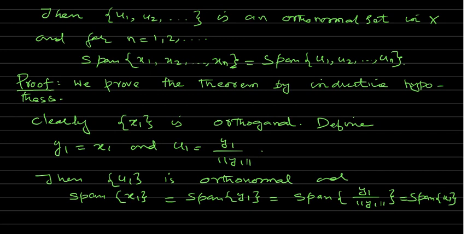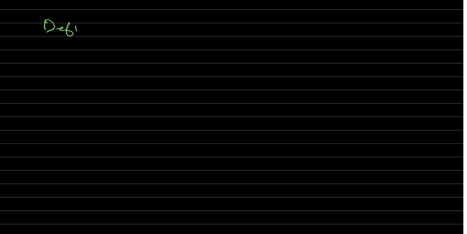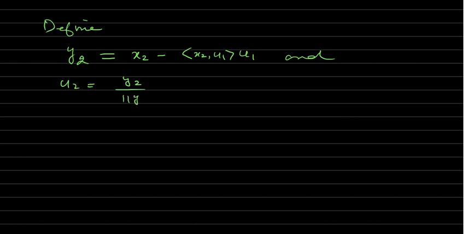So next we define y2, okay. What's y2? This y2 is by definition x2 minus inner product of x2 with u1 times u1, only these two terms. And what's u2? It's equal to y2 divided by norm of y2.